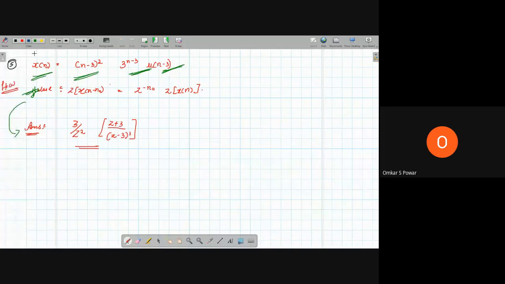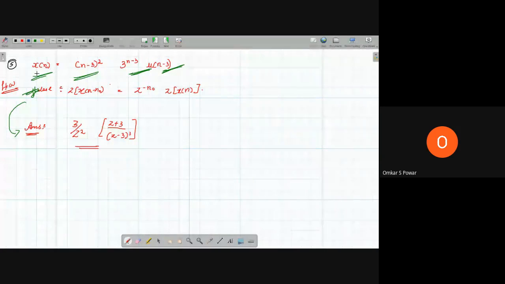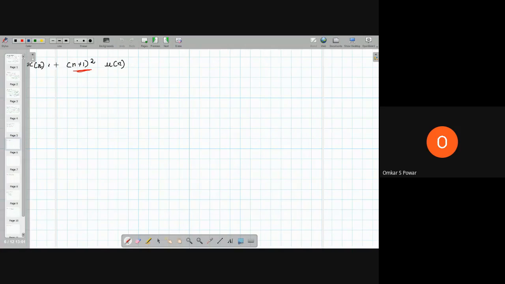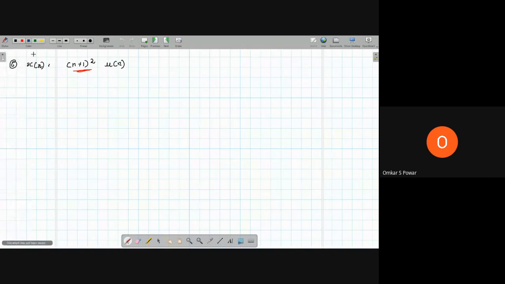Based on the same technique, I have given one homework problem for you. So here x of n is equal to (n minus 3) the whole square, 3 to the power of n minus 3, u of n minus 3. Just like the previous one, use the time shifting property, solve this and arrive at this. Use time shifting and frequency differentiation property, just like the previous one. How did I solve? I think it will be easy for you. So let's go to another problem here.